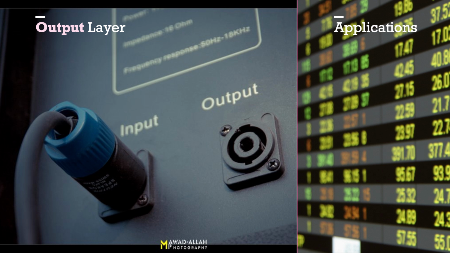And finally, you have the output layer. Now, in the output layer, you specify what's actually coming out of the neural network. So you've trained it, and now this is the data that's coming out.